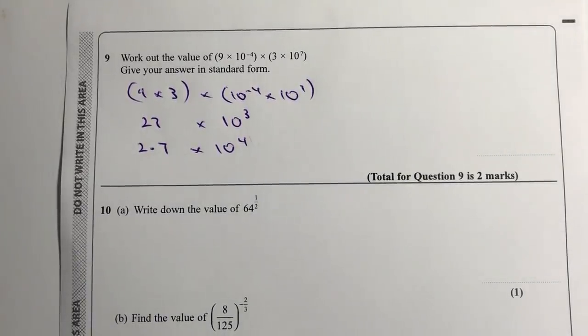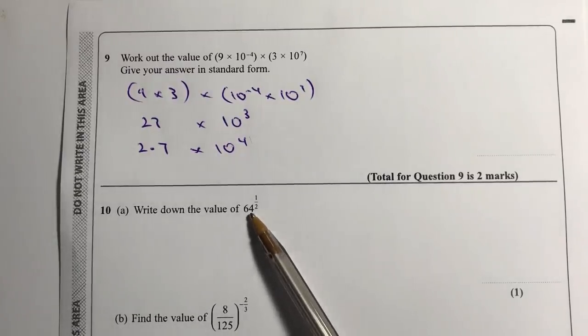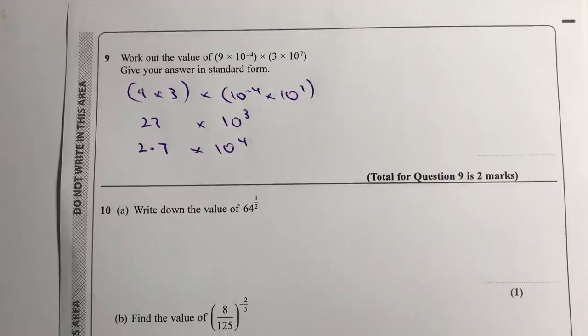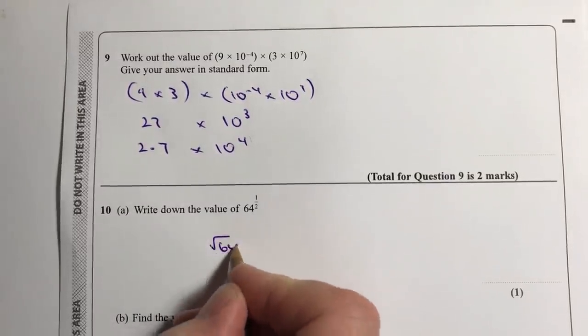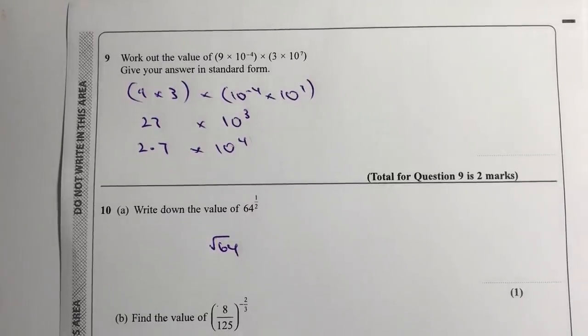Okay, so the next question then deals with 64 to the power of a half. Well, that's just really a shortcut for saying the square root of 64. So in which case the square root of 64 is actually 8. So you would write 8 in there. Okay, and then the next one.